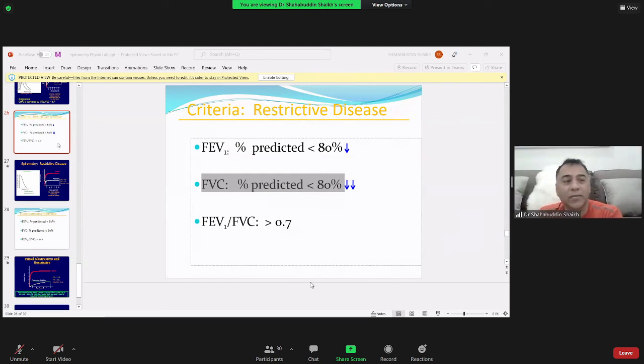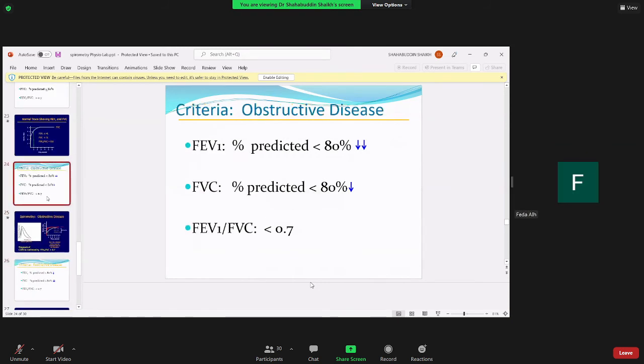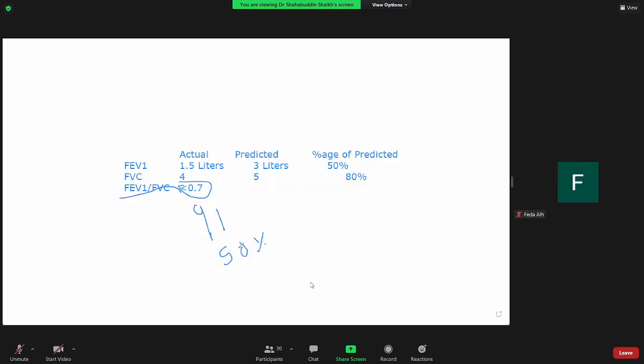See the criteria for obstructive. Yes, I know it's obstructive, but I heard you said it's normal. Someone asked not for the whole disease, but some point somewhere something was normal. I might have said that. Okay, where is that whiteboard where I wrote? Okay, here it is.